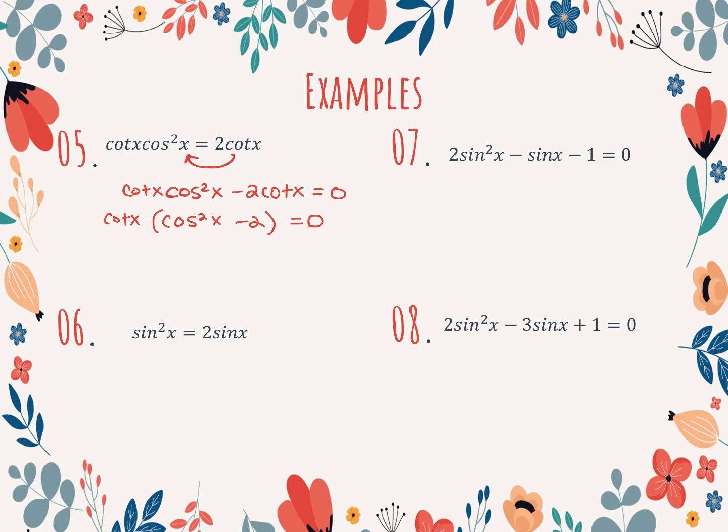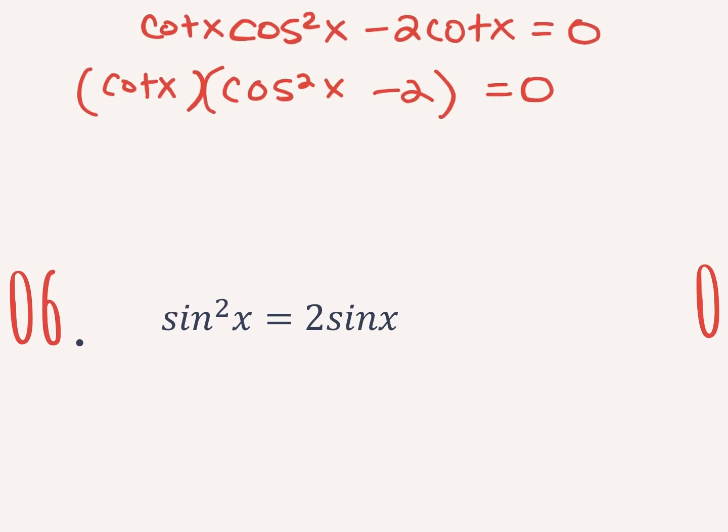So what has happened here is I've factored this into 2 different terms where if either of them are 0, the entire thing is 0, right? If cotangent is 0, it makes my whole line 0. If cosine squared x minus 2 is 0, it makes my whole line 0. So I actually can split and solve these. So I would get the cotangent of x equals 0 and the cosine squared of x minus 2 equals 0.